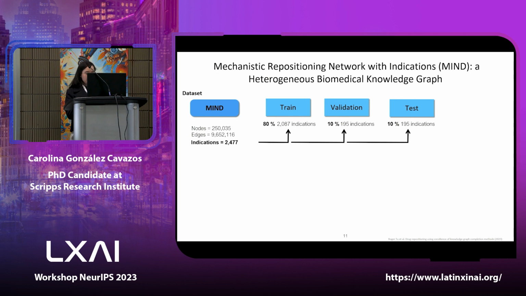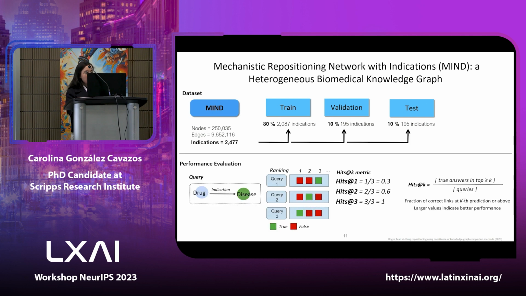So we wanted to test case-based reasoning for a biomedical knowledge graph. We used a heterogeneous network that we built in our lab, the mechanistic repositioning network, MIND, that captures almost 10 million edges and around 2,500 indications. We split it into the corresponding datasets. And we use the hits at K metric to evaluate the performance of case-based reasoning to identify the correct indications, which basically just refers to the fraction of correct indications that are at K position or above.